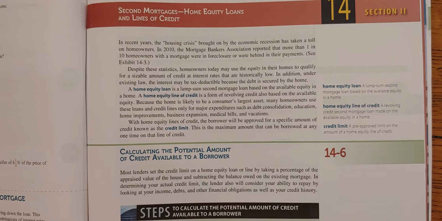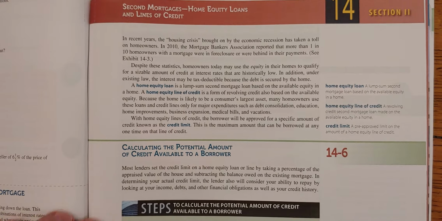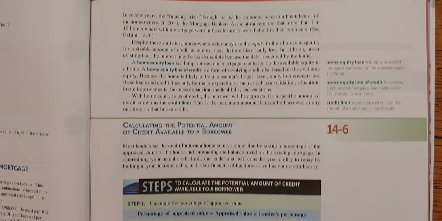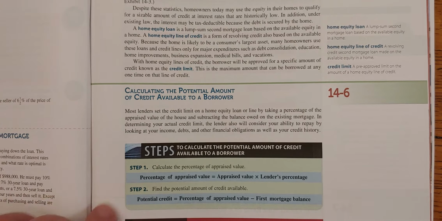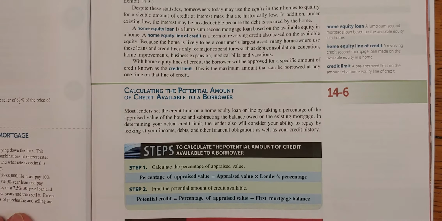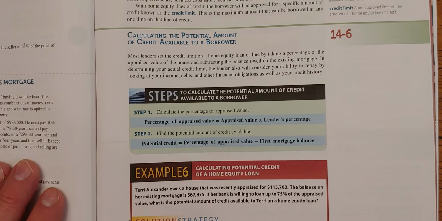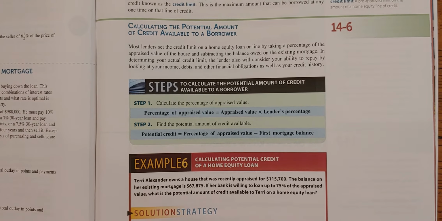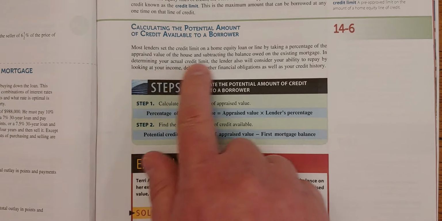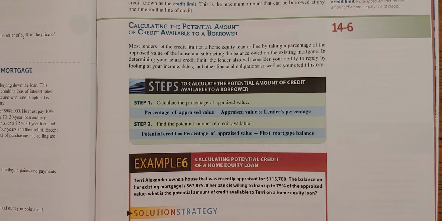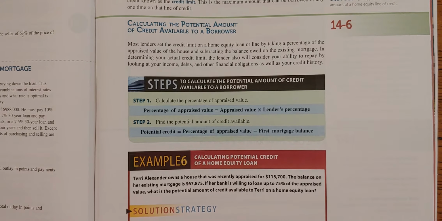So we're going to take a quick look here at potential amounts and the credit that's available to a borrower. We're going to figure out what these credit limits are. That's the max amount you can borrow based off of your home's value and what the bank is willing to lend you. Most lenders set a credit limit for your home equity line by taking a percentage of what the appraised value is.